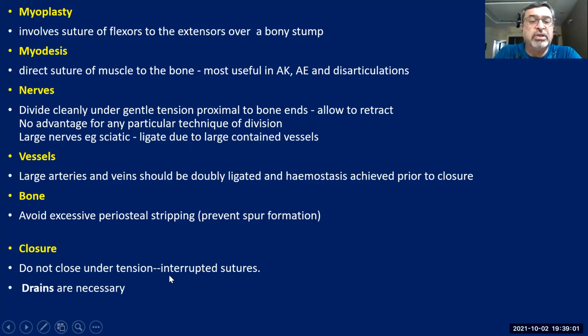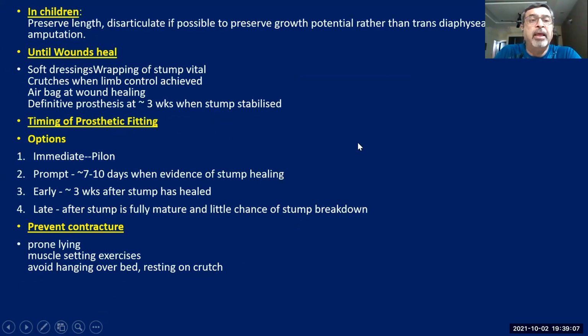Closure: do not close under tension, preferably use interrupted sutures, and drains are necessary. In children, preserve the length, and disarticulation is more advantageous as compared to amputation. So what is to be done until the wound heals? Soft dressing, wrapping of the stump is vital, crutches when limb control is achieved, air bag at the wound healing, and a definitive prosthesis by 3 weeks when the stump is stabilized.